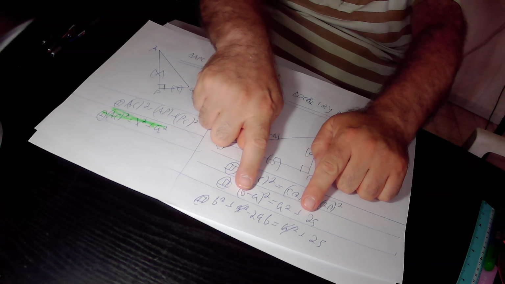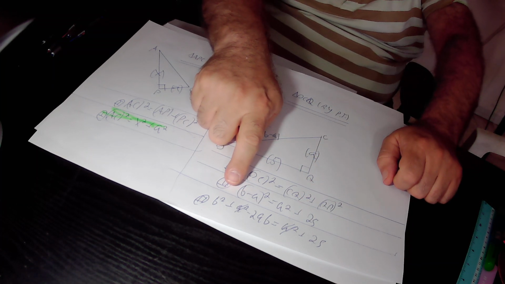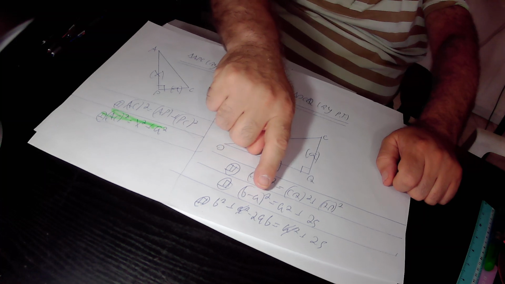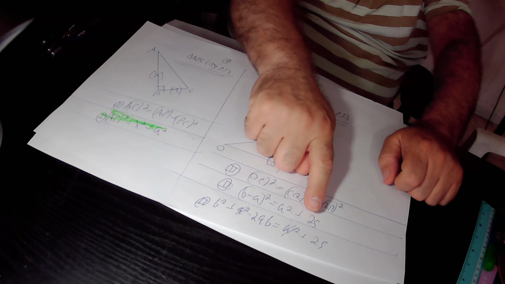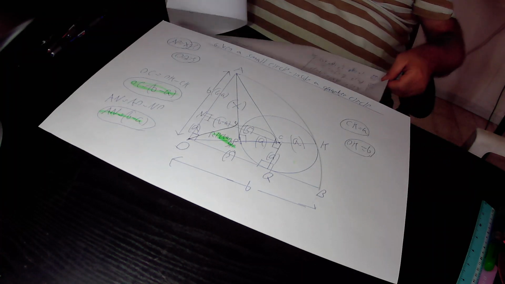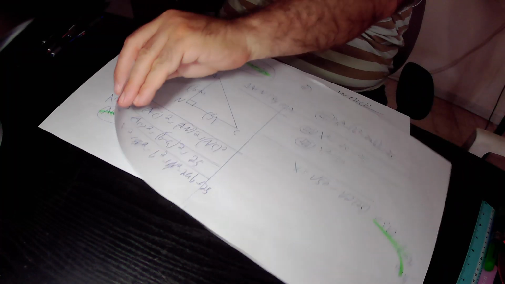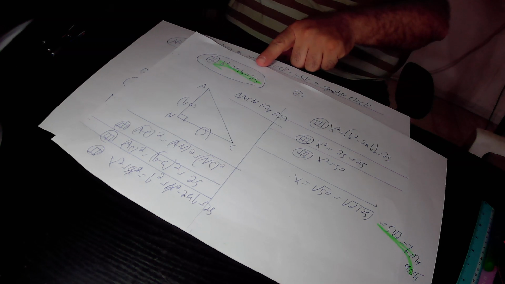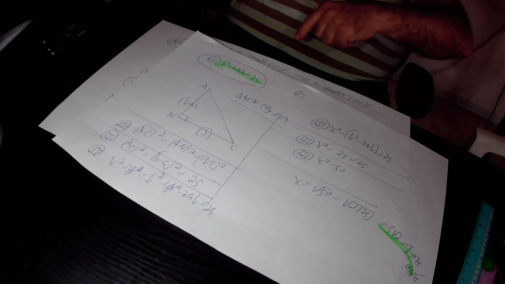After we cancel A squared, on this side of the equation we are left with B squared minus 2AB, and on the other side we are left with 25. So in total, according to equation 2, we find that B squared minus 2AB equals 25.